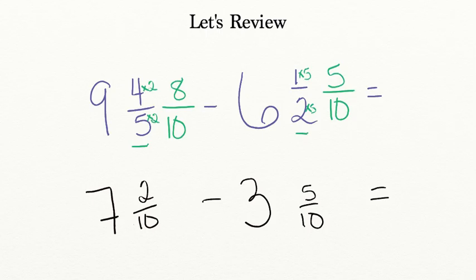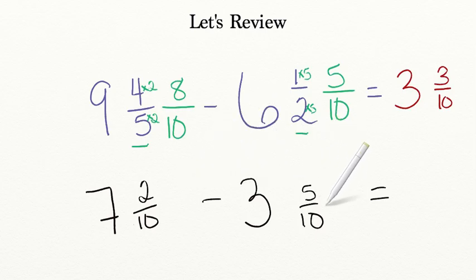Your next step is to subtract your fractions first. 8/10 minus 5/10 equals 3/10. Then you can subtract your whole numbers. 9 minus 6 equals 3. Now sometimes you're going to find that your fractions aren't going to subtract easily. You need to make sure that your first fraction is greater than your second fraction. And if it's not, then you need to rename a whole.